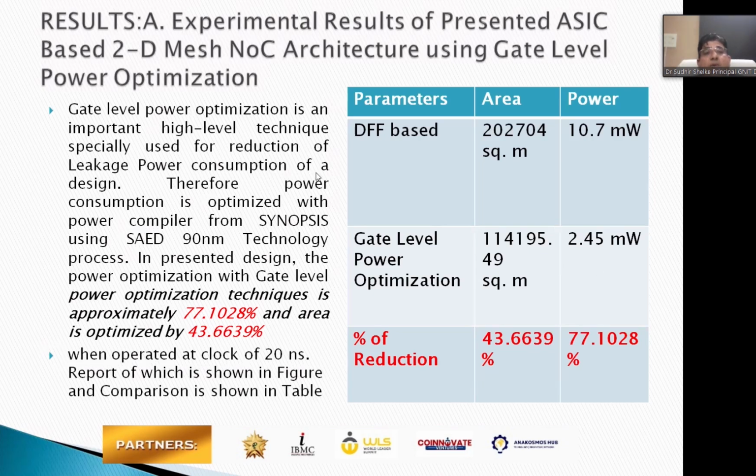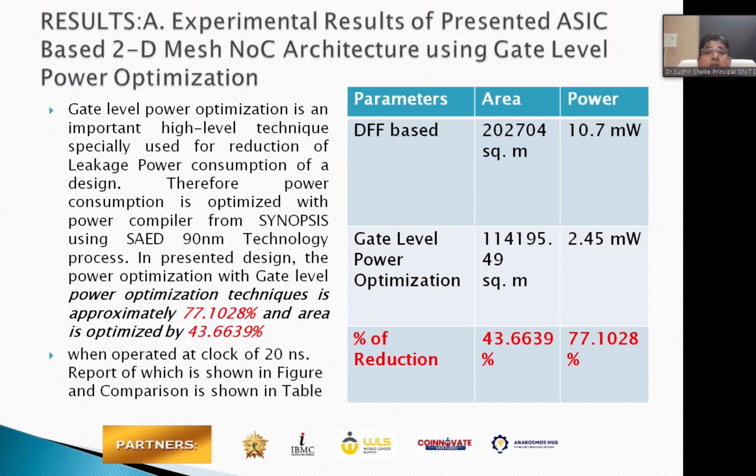Therefore, I can say that gate level power optimization is an important high level technique specifically used for the reduction of the leakage power consumption of a design. Power consumption is optimized with Power Compiler from Synopsys using SAED, that is the 90 nanometer technology process. In the presented design, the power optimization with the gate level power optimization technique is approximately 77.10% and area is optimized by 43.66% when operated at the clock frequency of 920 nanosecond, the report of which is shown in the figure and the comparison is shown in the table.